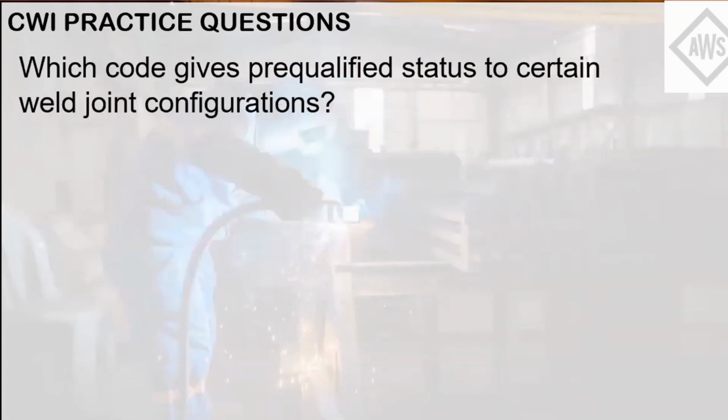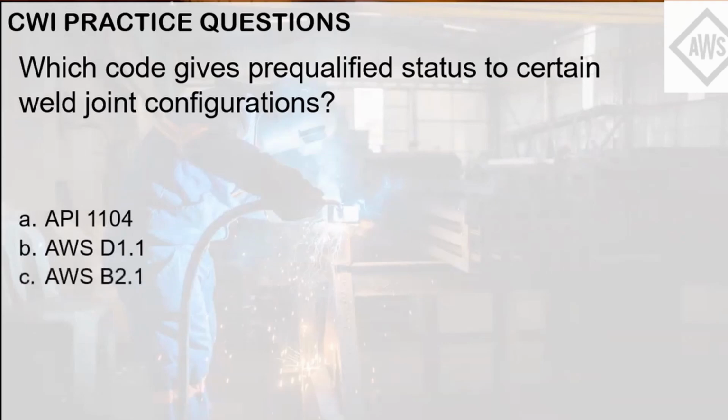Next question. Which code gives pre-qualified status to certain weld joint configurations? Letter A, API 1104. Letter B, AWS D1.1. Letter C, AWS B2.1. Letter D, ASME 9. So the code that gives pre-qualified status to weld joint configurations is letter B, AWS D1.1.